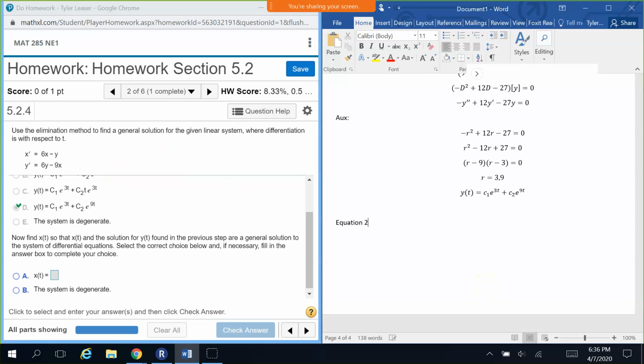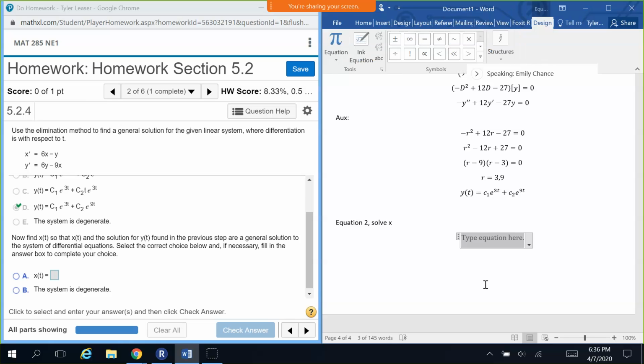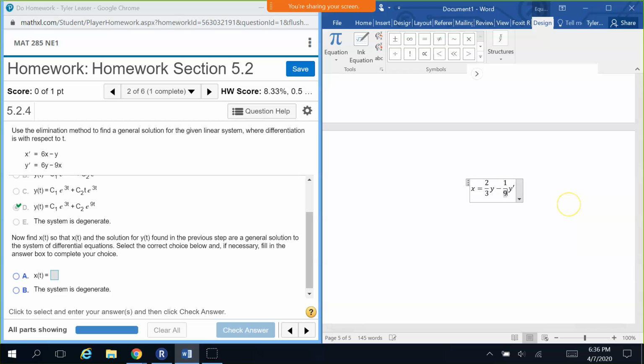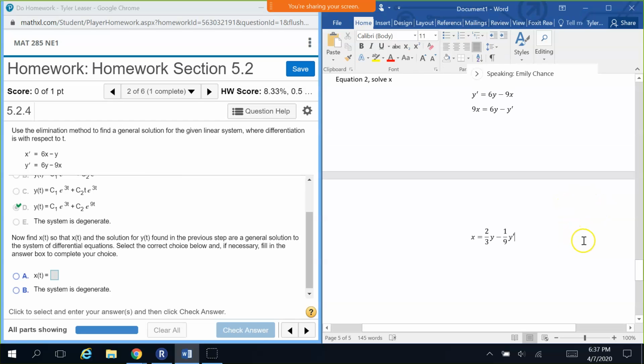So now I'm looking at equation 2. So with equation 2, we're going to solve that for x. So just copying it down, solving it for x. We're there, right? Yep, looks good to me.